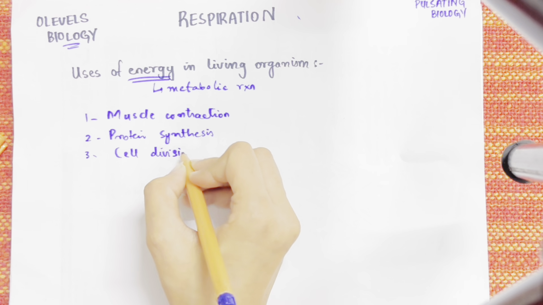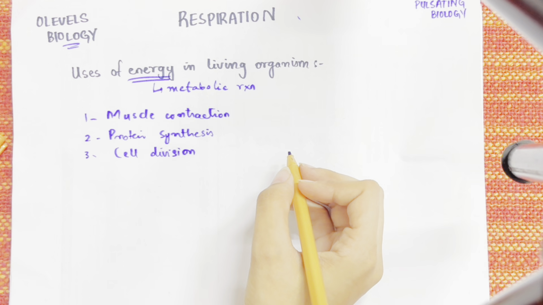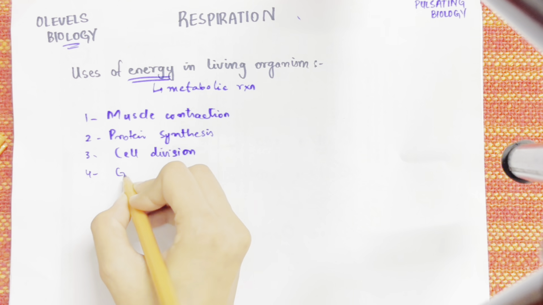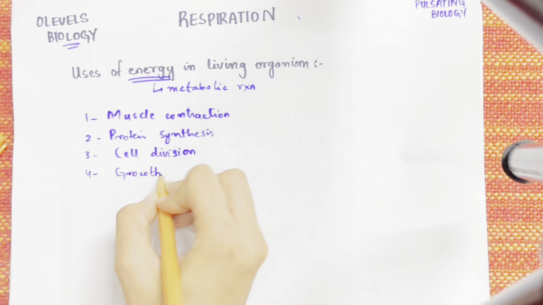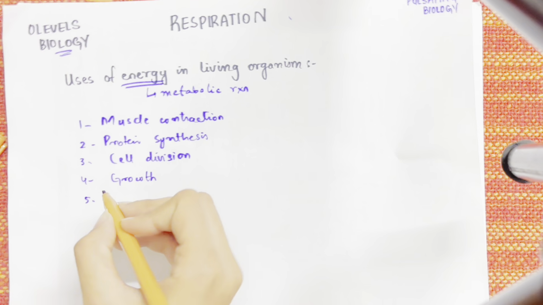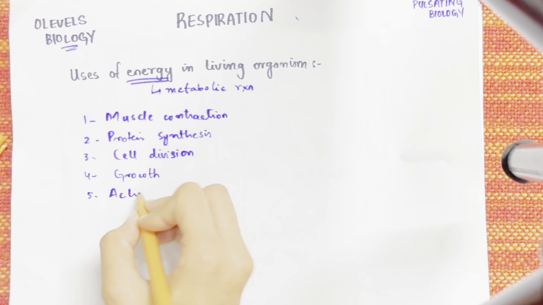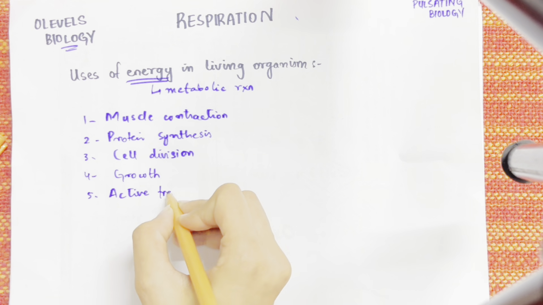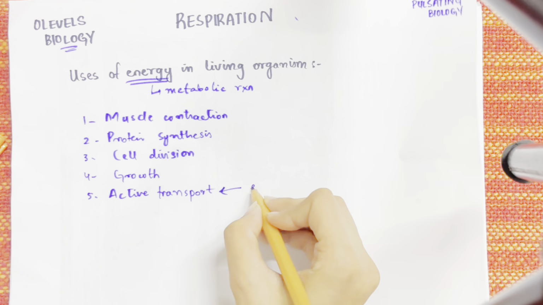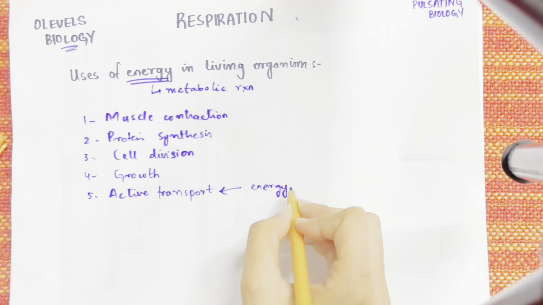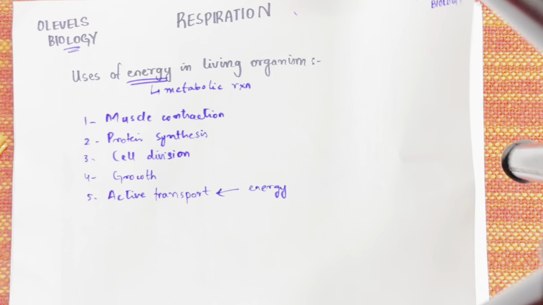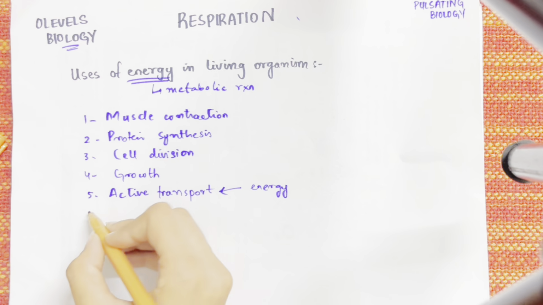Cell division helps us in the somatic manner and in all kinds of divisions in our body. Next, we have growth. Growth is very important for our bony structures and the skeleton. That's why energy is required for the growth of the body. And then we have active transport. Active transport is a process in which energy is required in order to transport substances from a region of lower concentration to a region of higher concentration, against the concentration gradient.